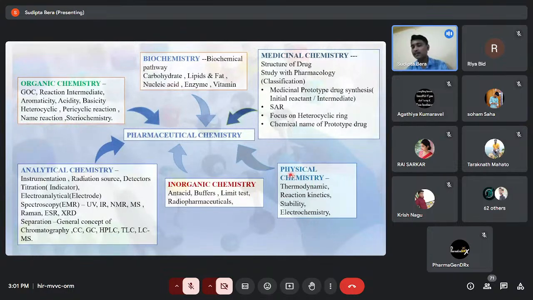And physical chemistry: thermodynamics, which you already studied in 11th, and reaction kinetics also come in physical pharmacy and physical chemistry, same things. Stability is also the same. And electrochemistry, like electrodes, anode, cathode, and what standard reference electrodes are used in potentiometry and amperometry. This comes in electrochemistry. You just need to know it; study it one time, and simple questions are asked from these topics.